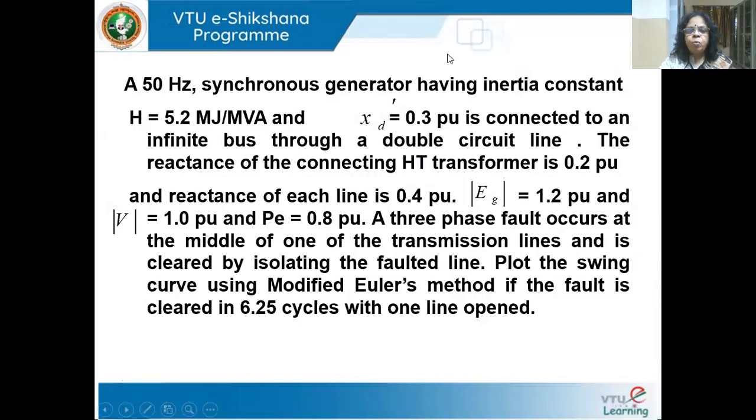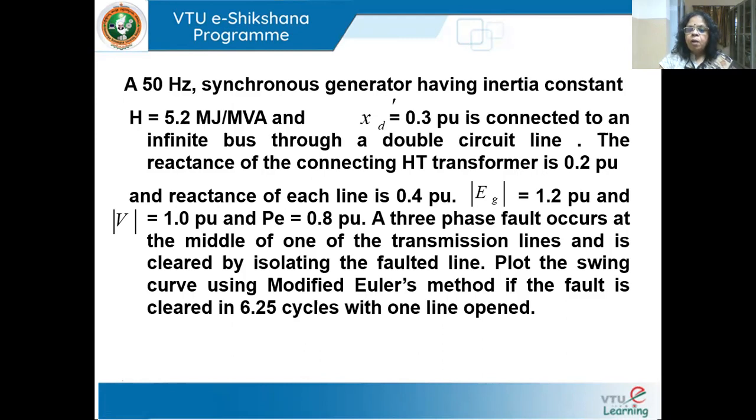Now we will take one actual value. I have a 50 hertz synchronous generator with an H of 5.2 megajoules per MVA, and the transient reactance is 0.3 per unit, and it's connected to an infinite bus through a double circuit line. Double circuit means two parallel lines are there. I have a transformer between the generator and the line. The transformer reactance is 0.2 per unit, and each line is 0.4 per unit. The generator EMF is 1.2 per unit induced voltage, and the infinite bus voltage is 1 per unit, and it is transmitting a power of 0.8 per unit.